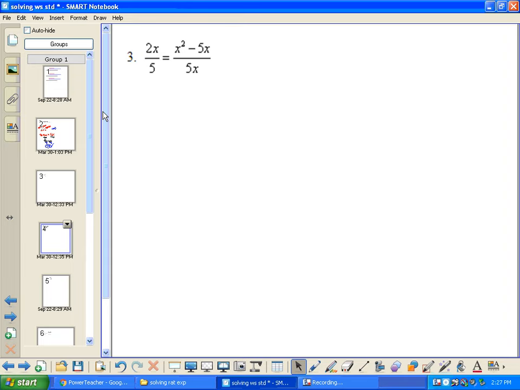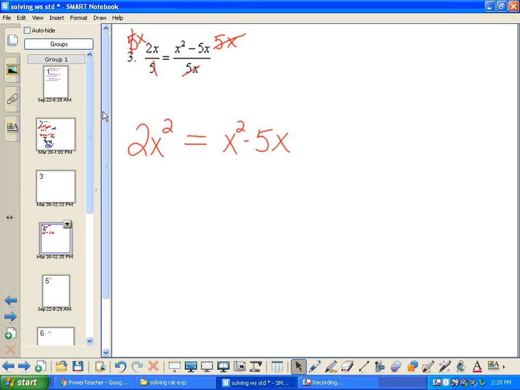All right, we've got 5 and 5x. So our denominator we're multiplying by is 5x. Immediately you can see 5's cancel. So we just have x times 2x, which is 2x squared. Equals 5x's would cancel on that side. So we have x squared minus 5x.